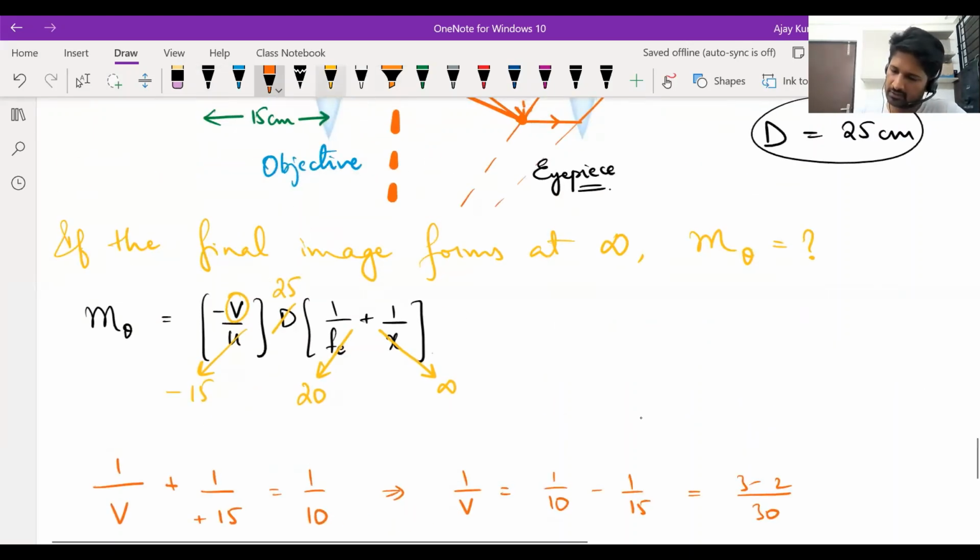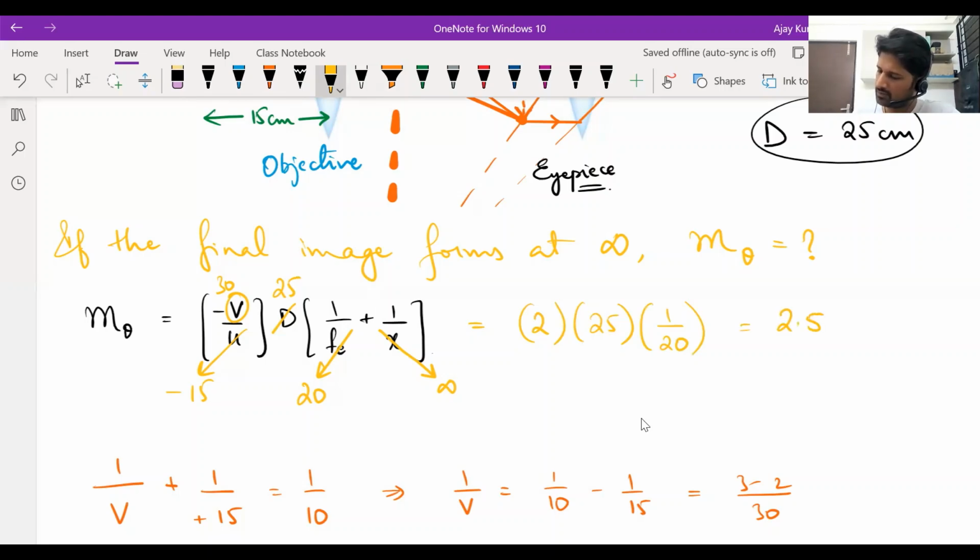There you have the magnification now. V is 30. So the whole thing, minus 30 by minus 15. Effectively, what does it become? 2. Near point distance is 25. And 1 by infinity is 0. 1 by Fe is 1 by 20. 2 into 25 is 50 by 20, which is 5 by 2, that is 2.5. That's the magnification you get. Okay, if the final image forms at infinity, the magnification you get is 2.5 using this compound microscope.